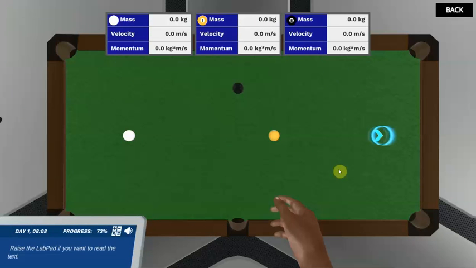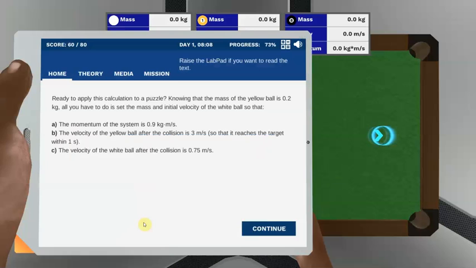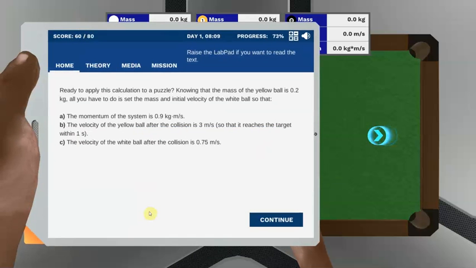Ready to apply this calculation to a puzzle? Knowing that the mass of the yellow ball is 0.2 kilos, all you have to do is set the mass and initial velocity of the white ball so that A. The momentum of the system is 0.9 kg/s. B. The velocity of the yellow ball after the collision is 3 meters per second, so that it reaches the target within 1 second. C. The velocity of the white ball after the collision is 0.75 meters per second.